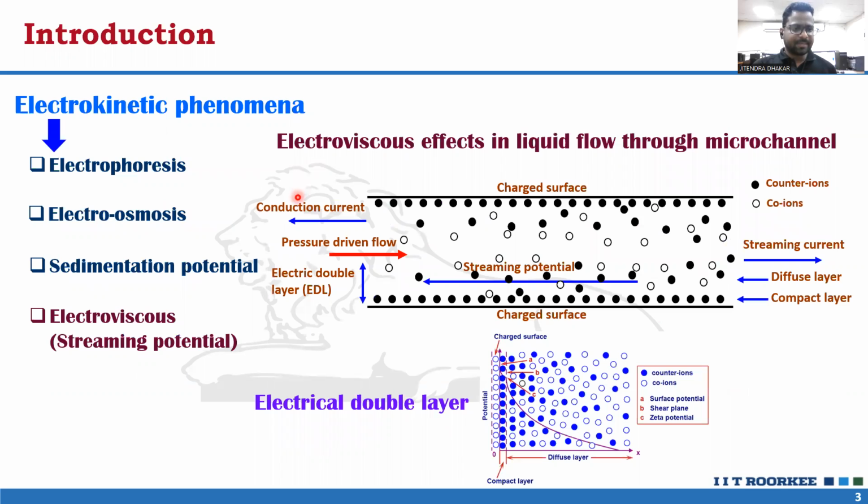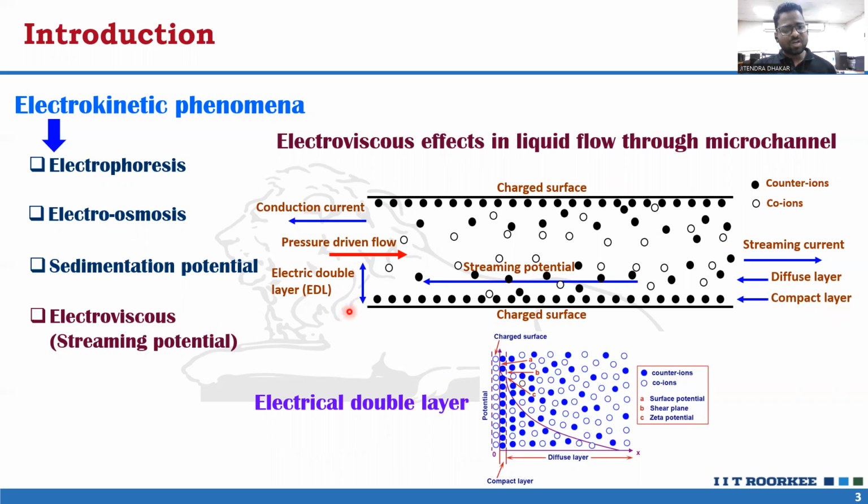Now comes the introduction part. Electrokinetic phenomena are a family of several effects that occur in heterogeneous fluids. The term heterogeneous fluid here means a fluid containing particles or ions. Electrokinetic phenomena are commonly classified as electrophoresis, electroosmosis, sedimentation potential, and electroviscous effect or streaming potential. Our topic of interest is the electroviscous effect. So now we discuss electroviscous effects in liquid flow through a microchannel.